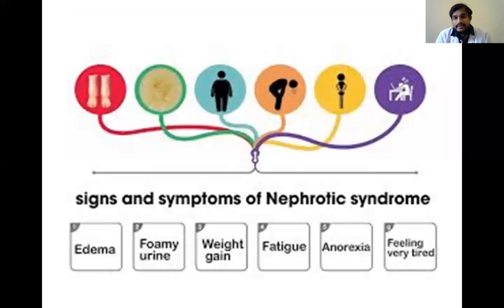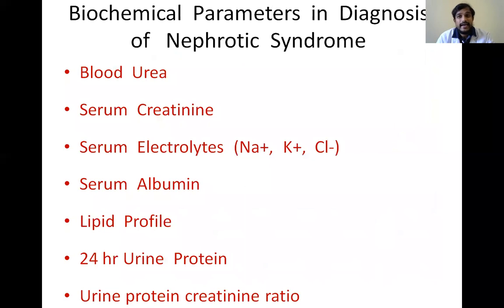And all these things happen, which finally results in the symptoms and signs of the nephrotic syndrome. And with this, the patient comes to us and we will diagnose it as nephrotic syndrome. As this is a renal disease, we will do the routine renal function tests: the blood urea, the serum creatinine, and serum electrolytes like sodium, potassium, and chloride. Apart from this, the serum albumin is measured because we will see decreased albumin levels, hypoalbuminemia, in the nephrotic syndrome.